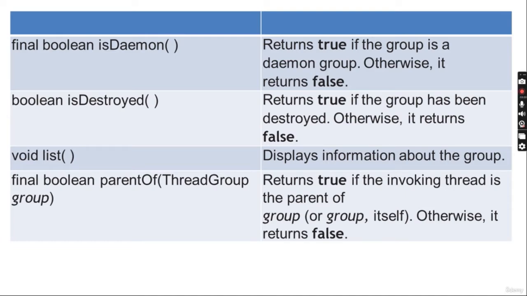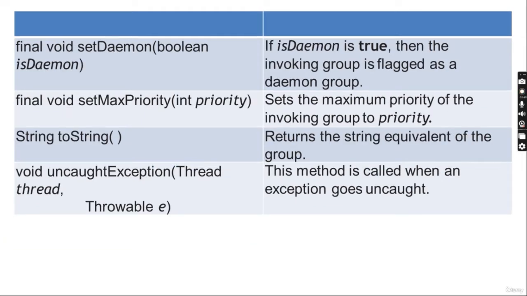boolean isDestroyed() returns true if the group has been destroyed. Otherwise, it returns false. void list() displays information about the group. final boolean parentOf(ThreadGroup group) returns true if the invoking thread is a parent of the group or the group itself. Otherwise, it returns false. final void setDaemon(boolean isDaemon): if isDaemon is true, then the invoking group is flagged as a daemon group.